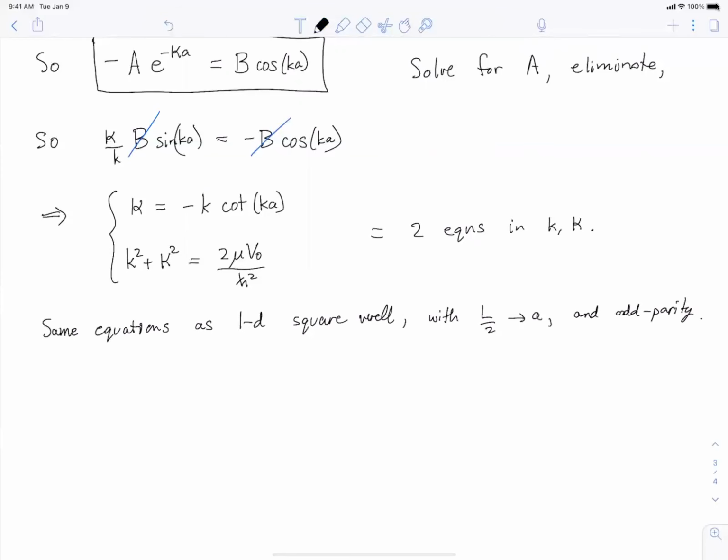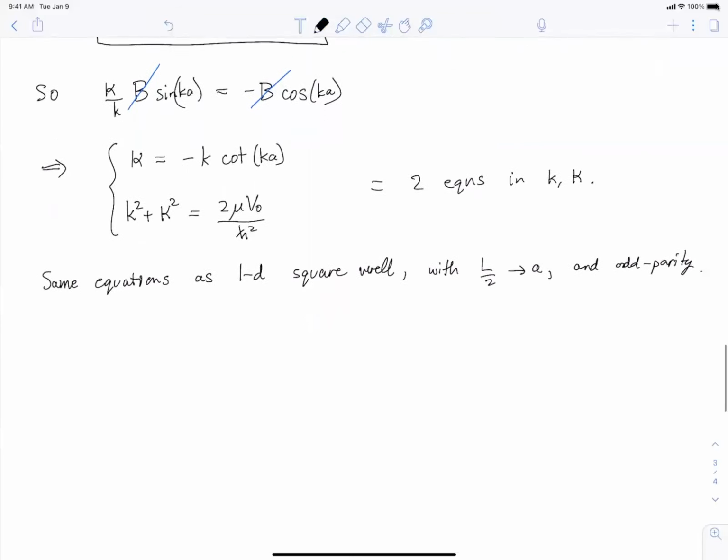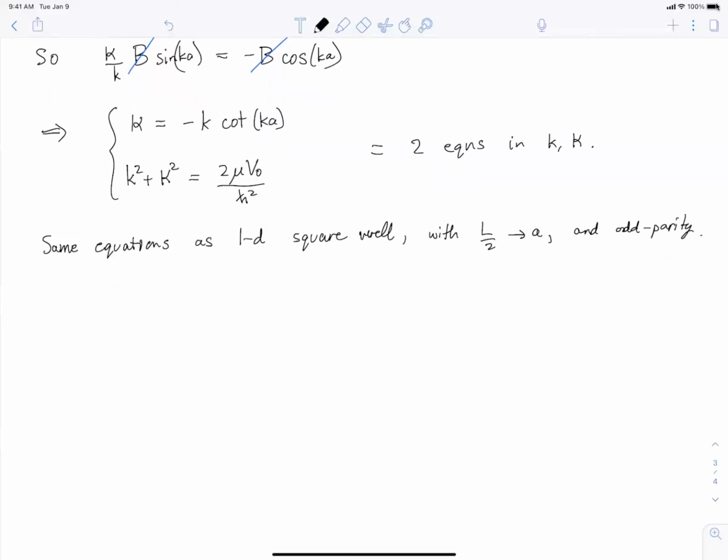So when we did the one-dimensional square well, there were two different types of equations. One was for even parity, one was for odd parity. Okay, and these are the equations that happened for the odd parity case. So let's just remind ourselves of how the solution worked. To solve these transcendental equations, you let x equals k times a, and y equals kappa times a.